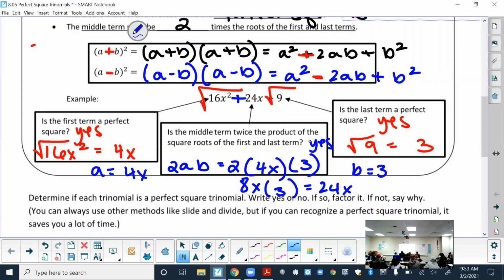A good question. It's always going to be 2 times a times b. If this is a negative sign up here, then it'd be negative 2 times a times b. So yes, this is a perfect square trinomial. Question?